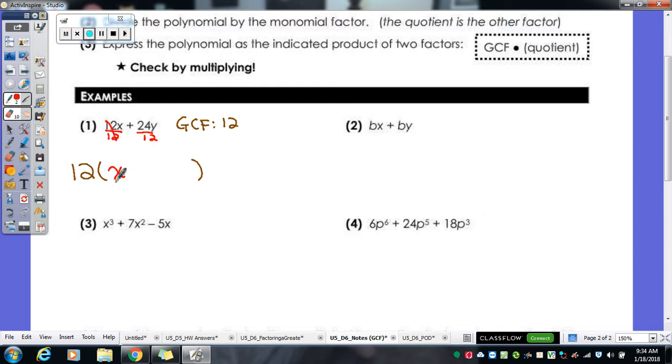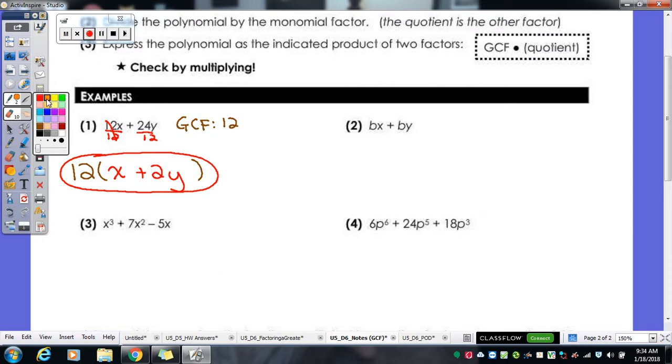So my 12 cancels there, so I have just the x. 24 divided by 12 gives me 2, and then it's got the y. So that is our final answer there, 12 times x plus 2y.